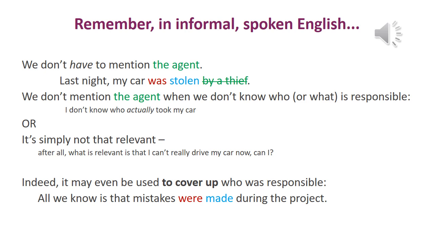Indeed, it may also be used to cover up who is in fact responsible. All we know is that mistakes were made during the project.